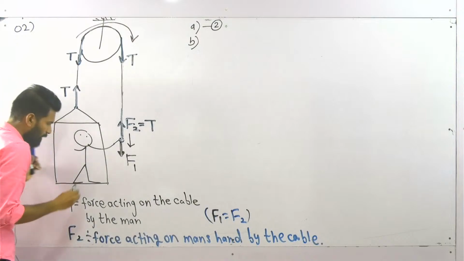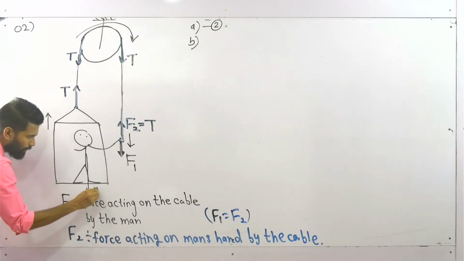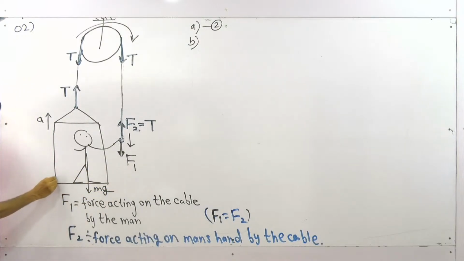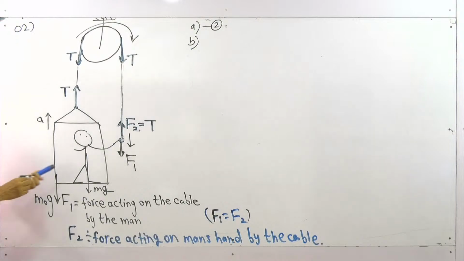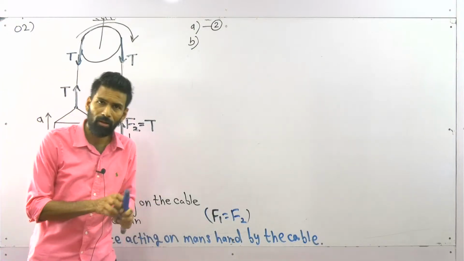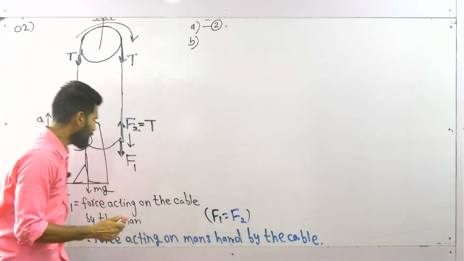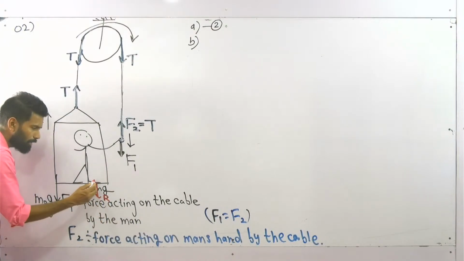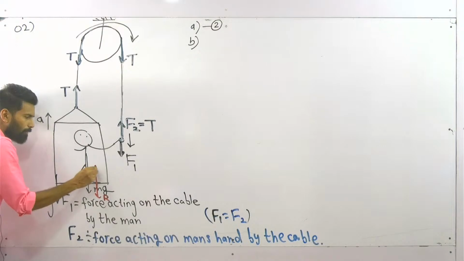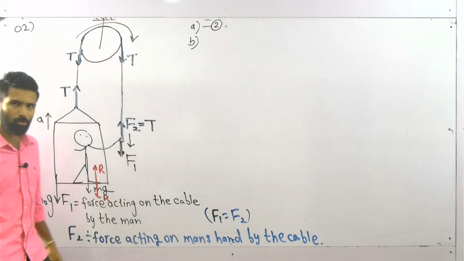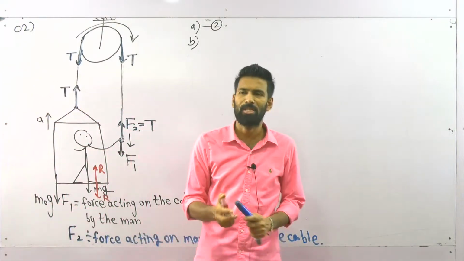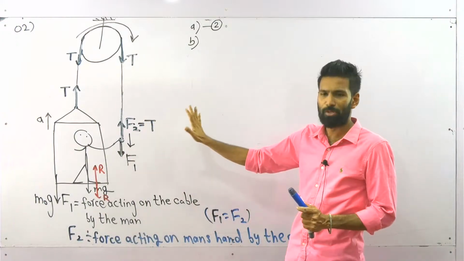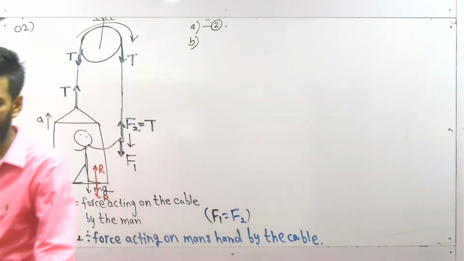What else? The man has a weight mg, and this vessel also has a weight m naught g. And when the man is touching the ground, he creates a normal reaction force downward, and from the ground there's a normal reaction force acting upon him upward. So there are two normal reaction forces also. So this is the situation. These are the forces. Now I'll come to the question.